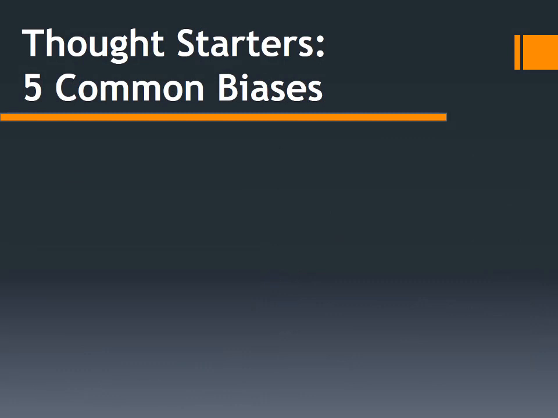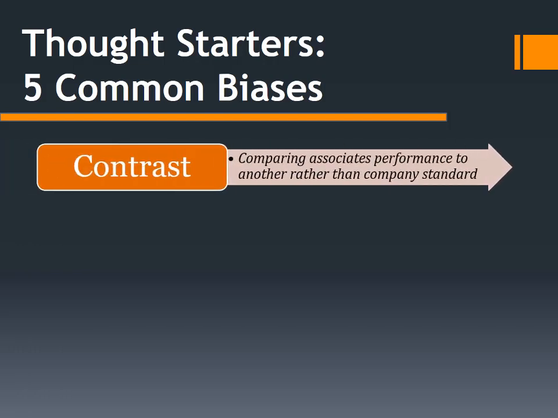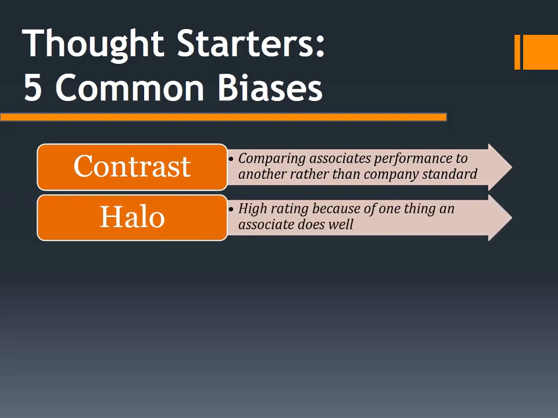To ensure that each review is fair and well executed, let's consider the following 5 biases. Contrast is comparing an associate's performance to other associates rather than to company standard. Halo is providing a high rating to an associate just because of one thing the associate does well.